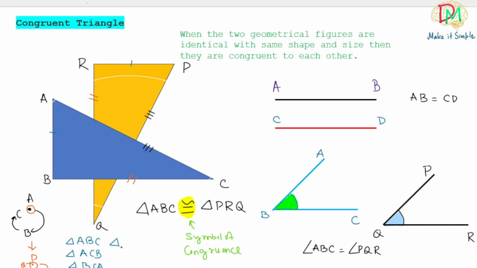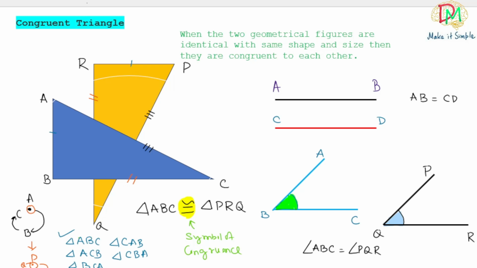Then if we start from C in the clockwise direction, we get CAB, and for the anti-clockwise direction, if we start from C, we get CBA. So in total, how many triangles do we get based on this orientation? 6. So there are 6 possibilities for congruence to the other similar triangle.